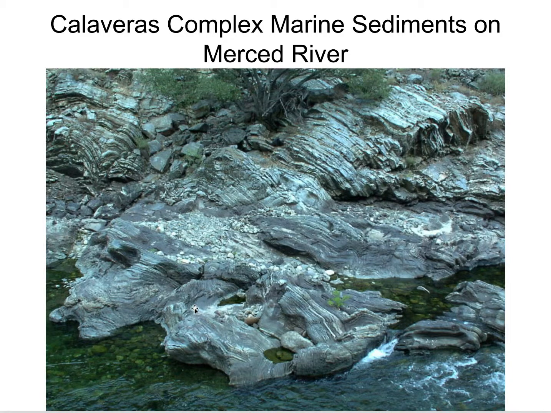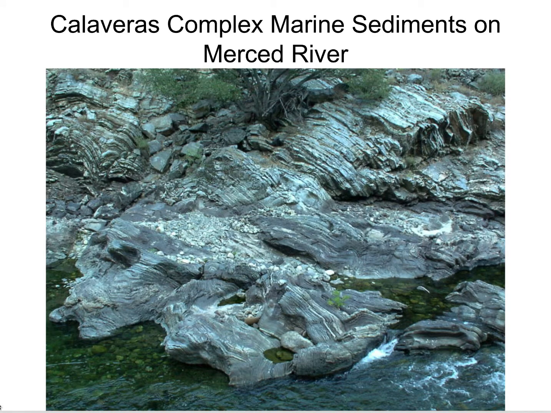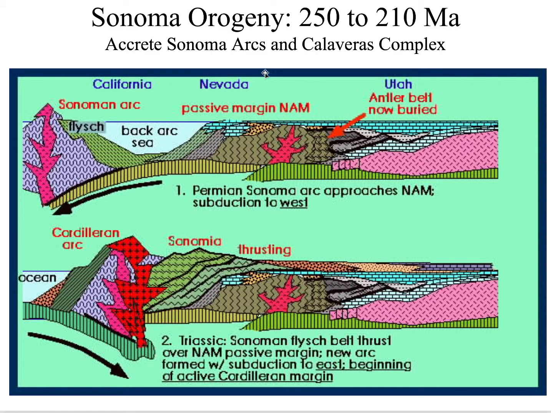And this is taken right off of Highway 120. This is the Merced River right before you enter Yosemite. And these are all these limestones and cherts that are all folded that were being deposited in this basin between North America and these encroaching Sonoma island arcs. So we have those sedimentary rocks right here in California. And then this kind of is a culmination of the Sonoma orogeny, 250 to 210 million years ago.